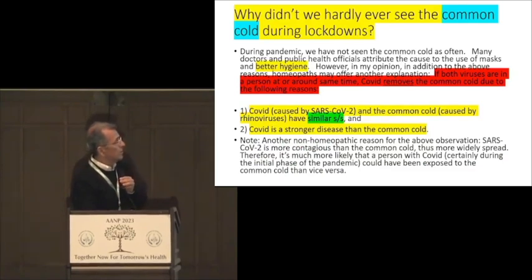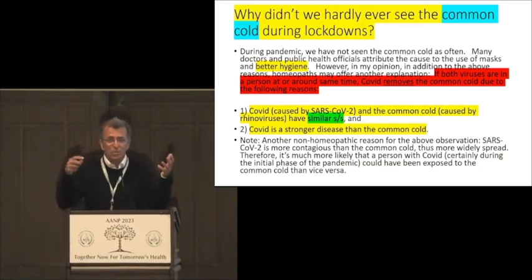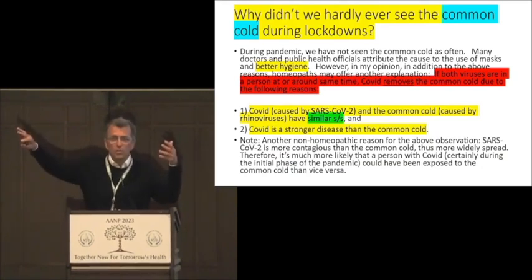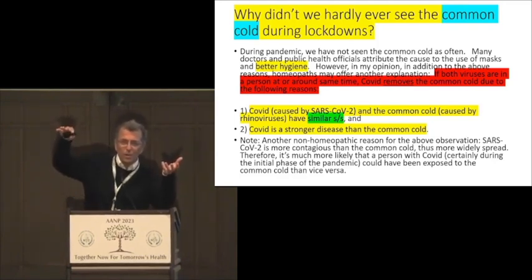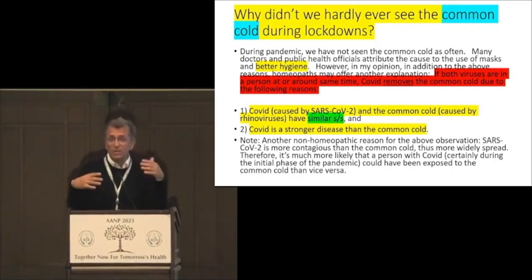This talks about why we didn't see common cold at all during the pandemic. The homeopathic reason is that they're similar. COVID is stronger, so it literally removed the cold virus for 2 years. And as the virulence of COVID went down, common cold went up. And there are other reasons, like people wore masks, lockdowns, yes.